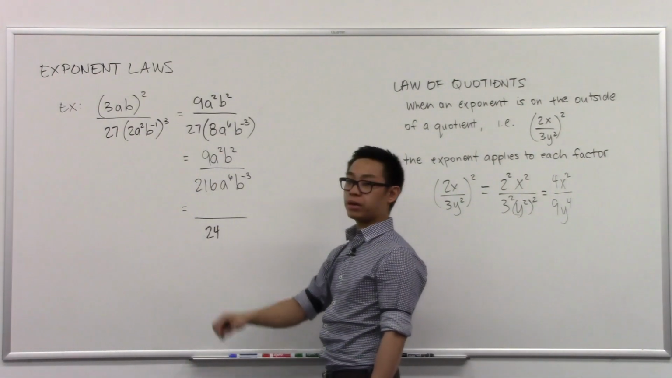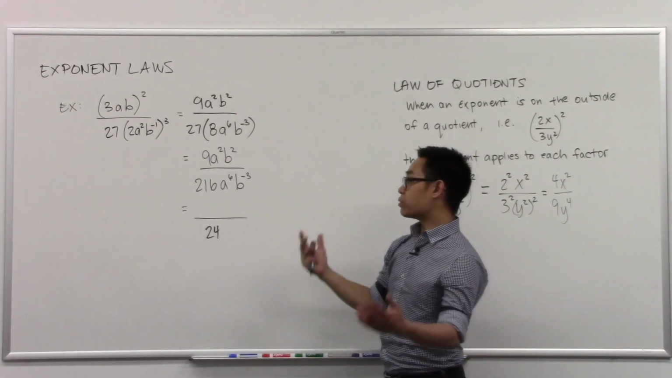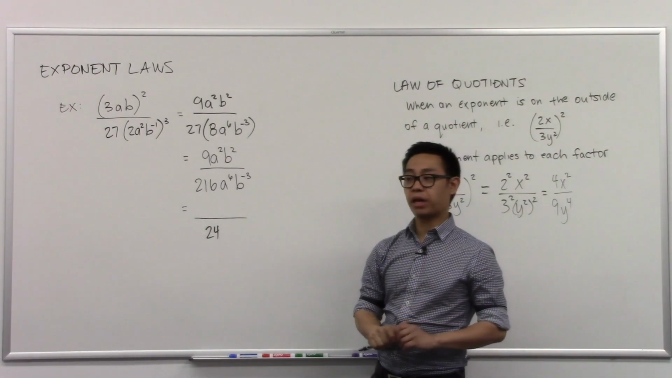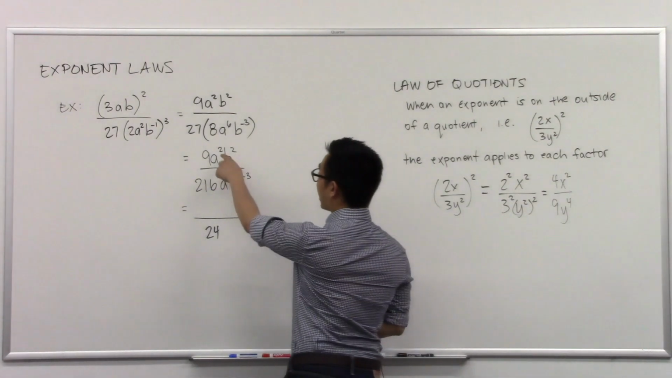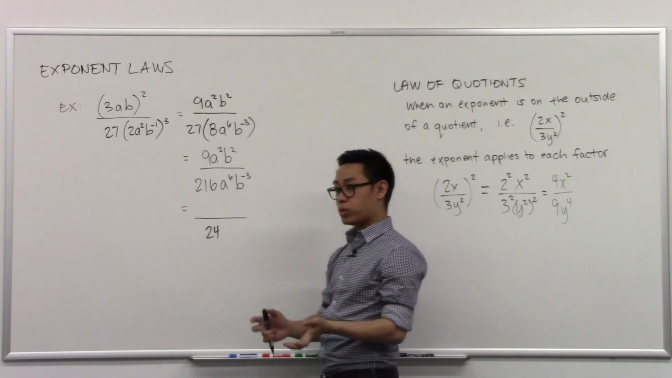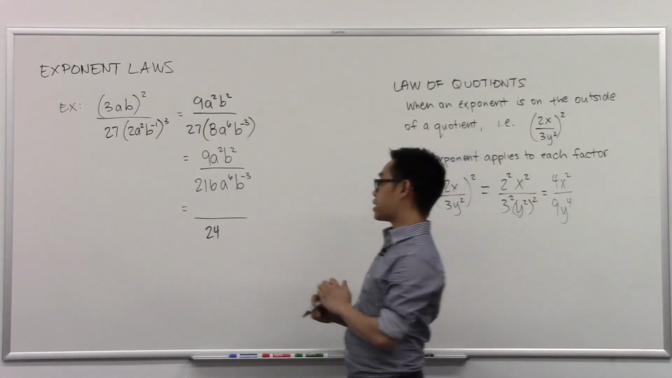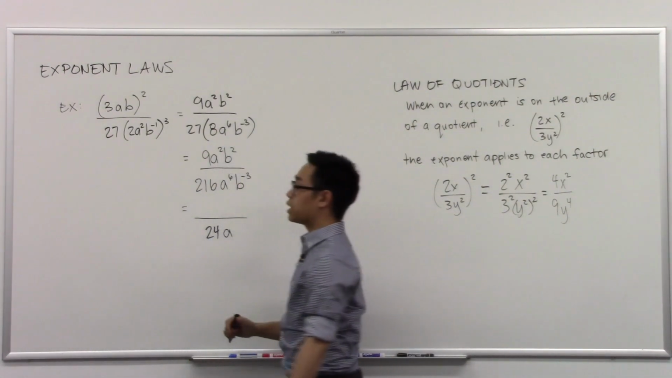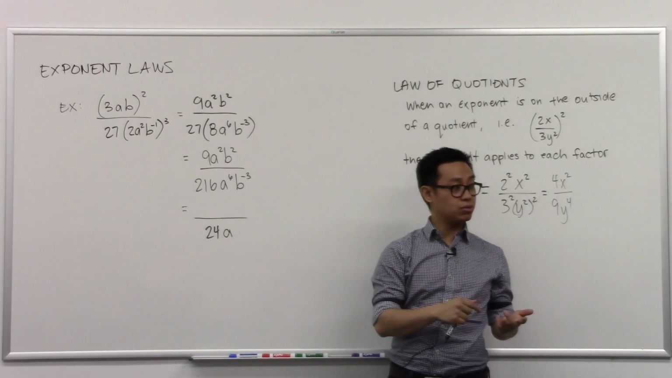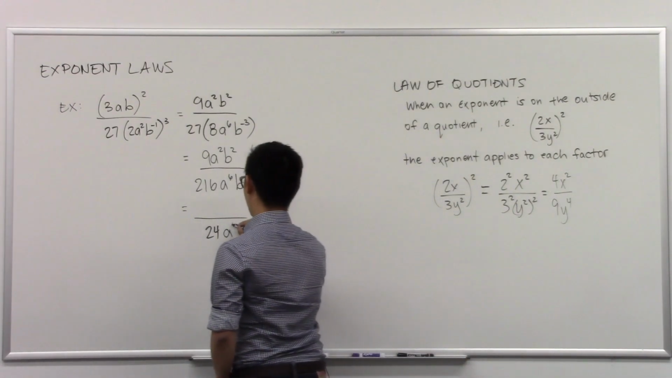I'm not going to write the 1 here yet, just because I don't know whether the top is going to be blank or not. Between a squared and a^6, who is the bigger exponent? a^6, so that means the answer should be on the bottom. And we get 6 minus 2 is 4. So we get 24a^4 on the bottom.